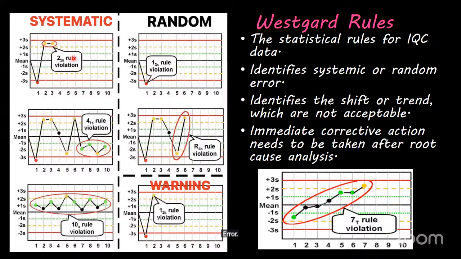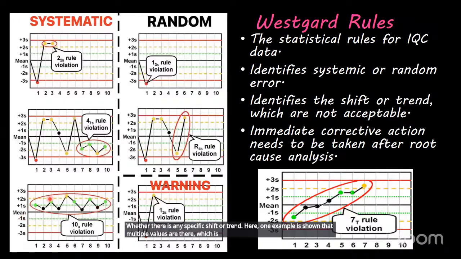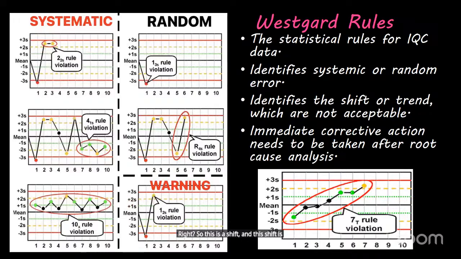In systemic error, we see whether there is any specific shift or trend. Here, one example is shown where multiple values are on the upper side, so it is showing a shift towards the upper area. This shift is not acceptable. Though all these violations are not acceptable, when we observe such a shift, we need to calibrate our instrument and validate our procedure. Similarly, another example is shown here.